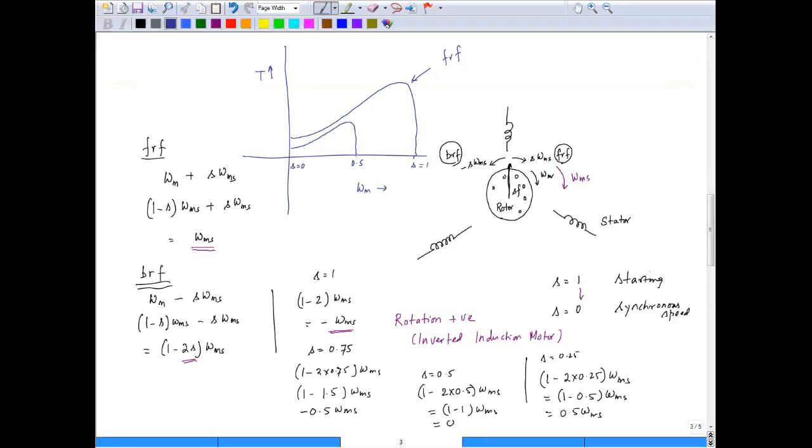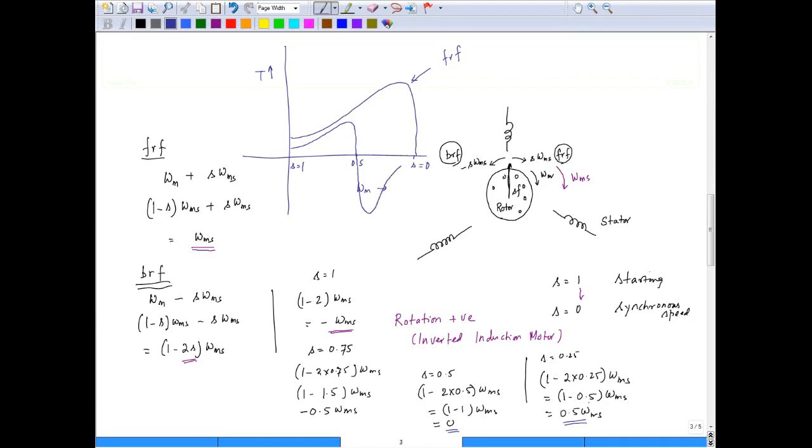At s equal to 0.5, this becomes a stationary field, which is 0 speed. So the torque is 0. And from 0.5 to, sorry, this is s equal to 1 and this is s equal to 0 here. Now from 0.5 to 0, the speed of the backward rotating field becomes positive. So the torque will be negative. So if the torque is negative, the torque will appear like this.